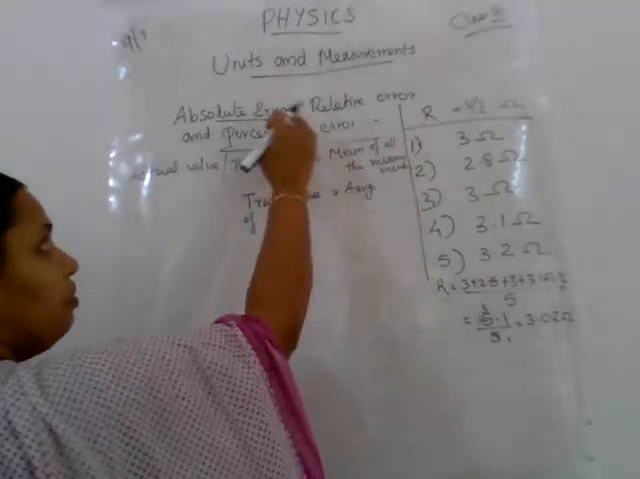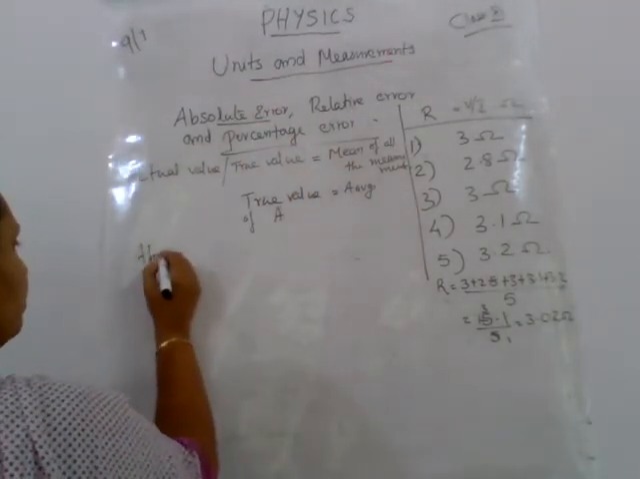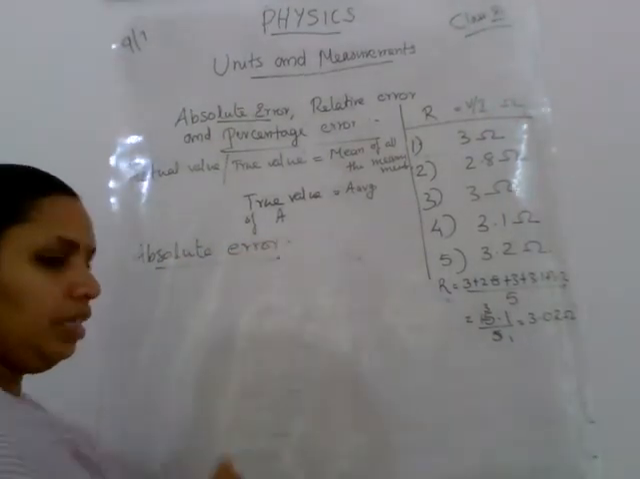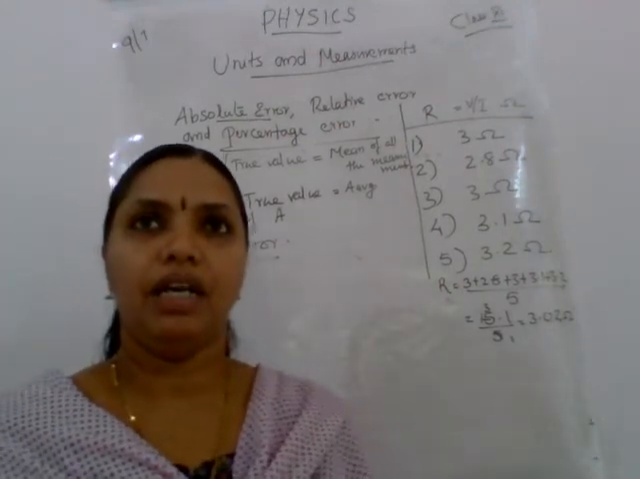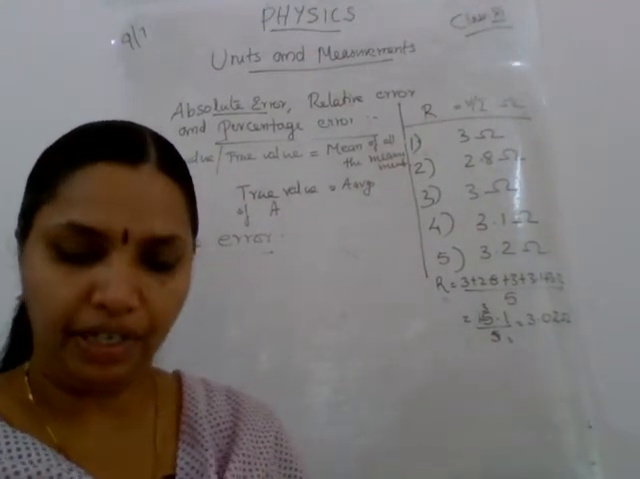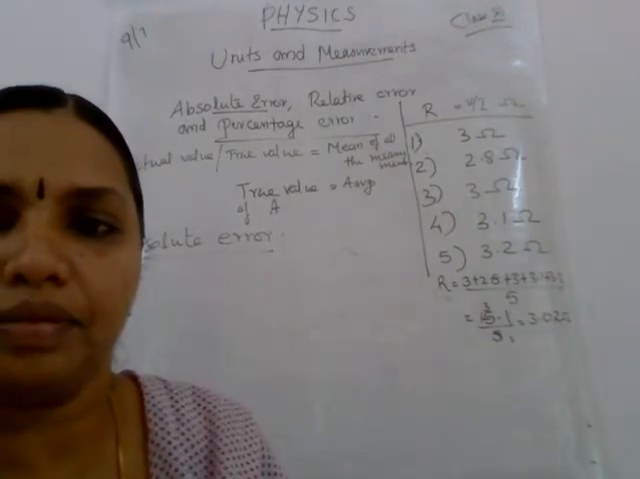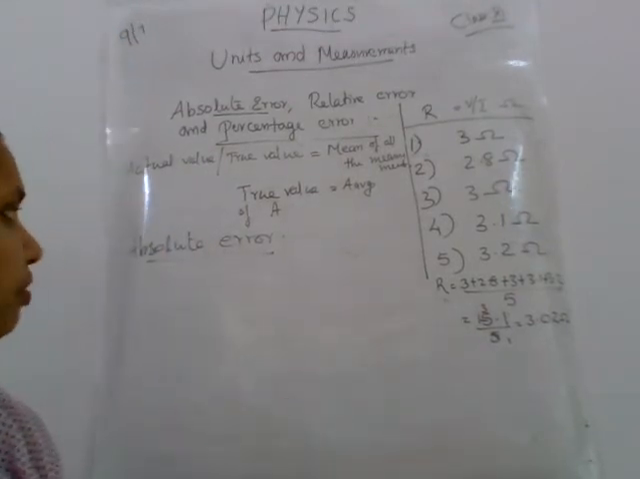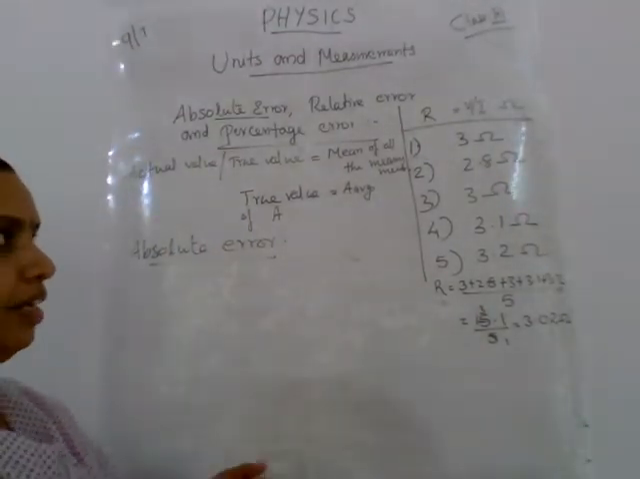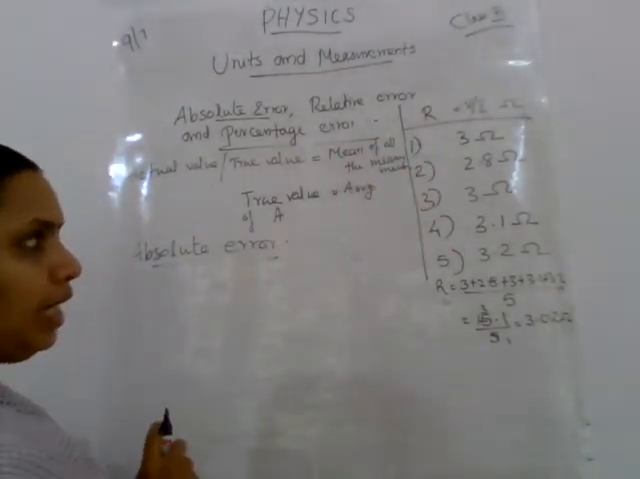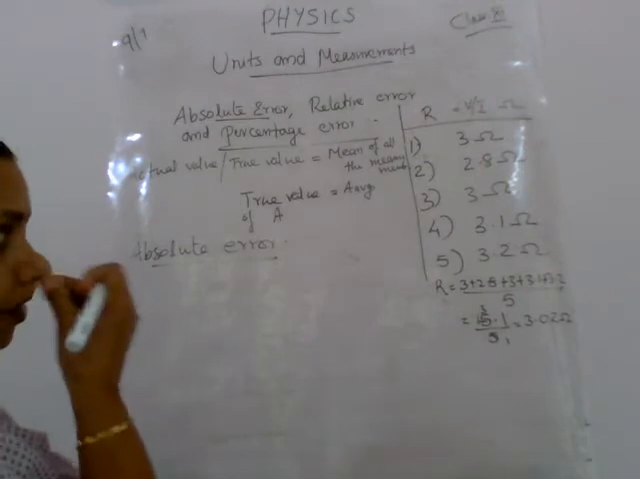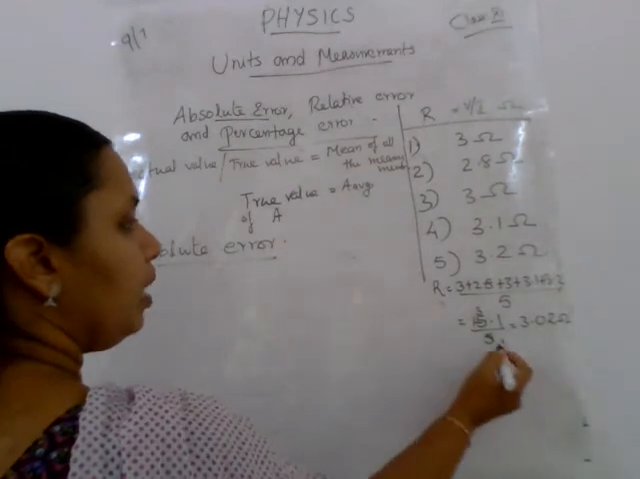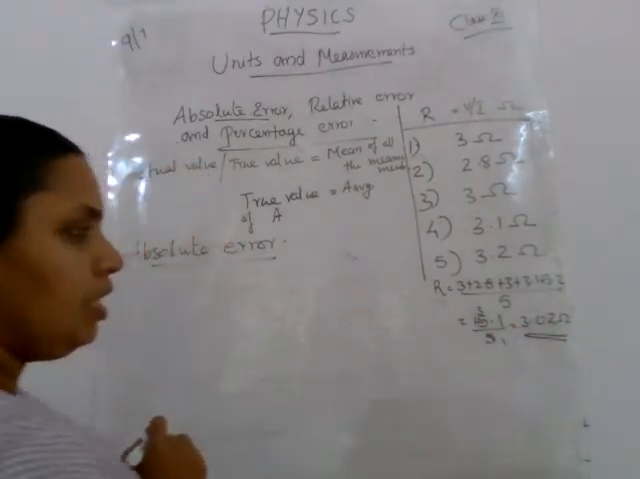Then we have to find out the absolute error. So now we got the true value. Next we have to find out the absolute error. So how will you find out the absolute error? Come to this. Same experiment, same set of readings. Here the true value is 3.02.